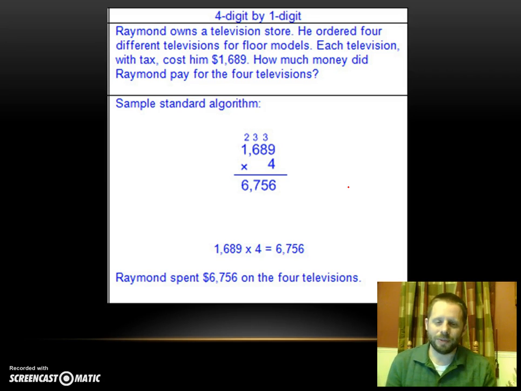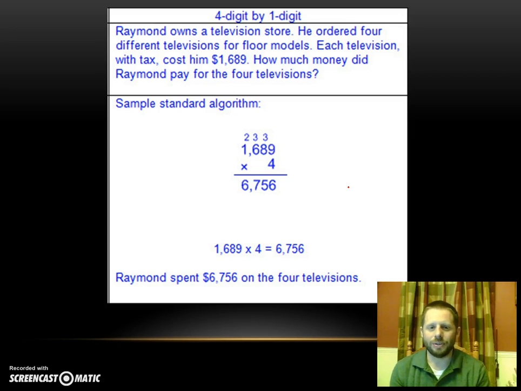Okay, here's one more example of multiplication. In this example, we're doing a 4-digit by 1-digit. Okay, similar scenario here. We've got Raymond owns a television store. He ordered 4 different televisions for floor models. Each television with tax will cost him $1,689. So the question is, how much money did Raymond pay for the 4 televisions?